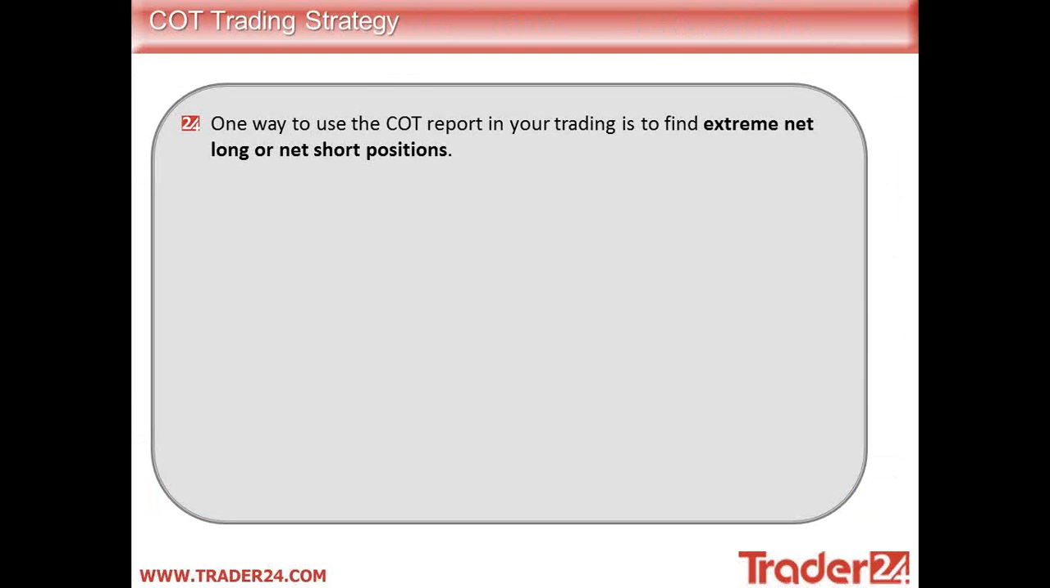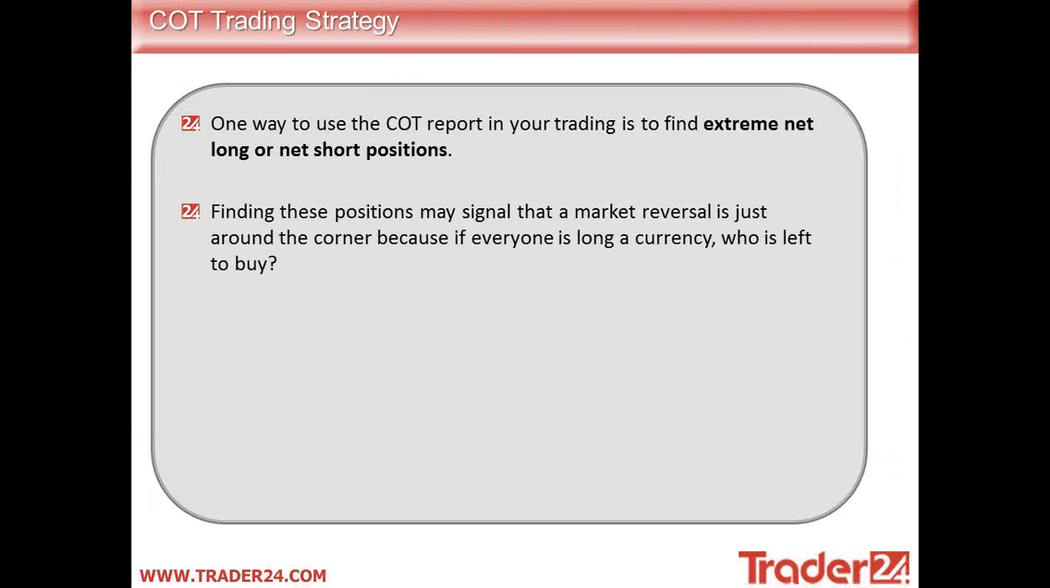All right, so let's take a look at a COT trading strategy, and I'm sure most of you would have guessed this by now. But one way to use a COT report in trading is to find extreme net long or net short positions. So we're looking for a longer term type of trade. Finding these positions may signal that a market reversal is just around the corner, because if everyone is long a currency, who's left to buy? Well, essentially no one. Same story, if everyone is short the currencies, who's left to sell?